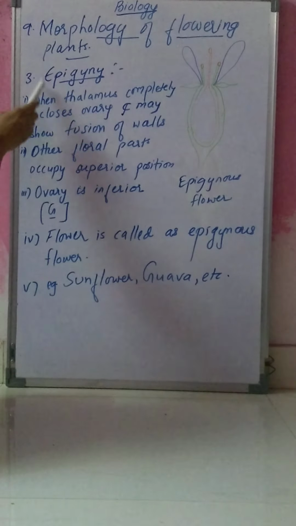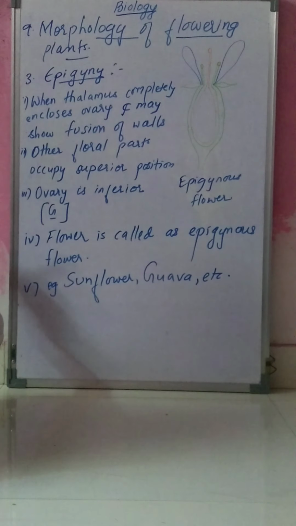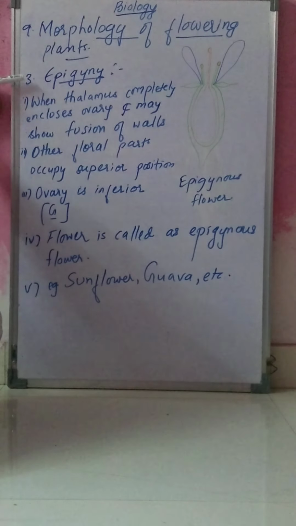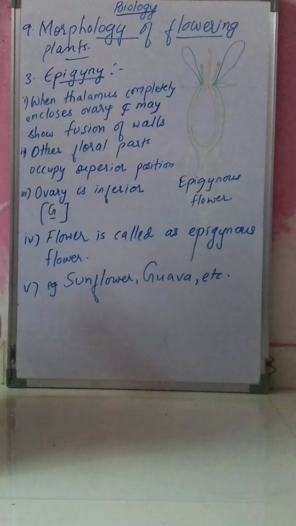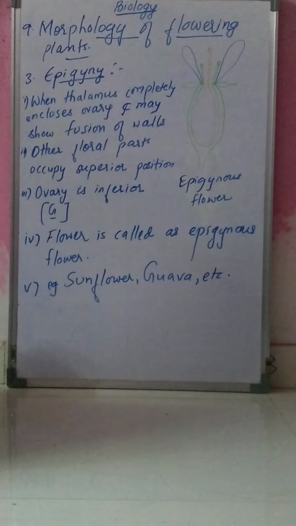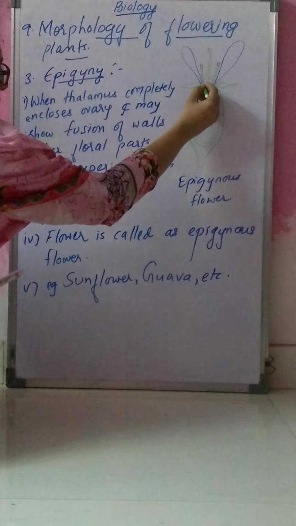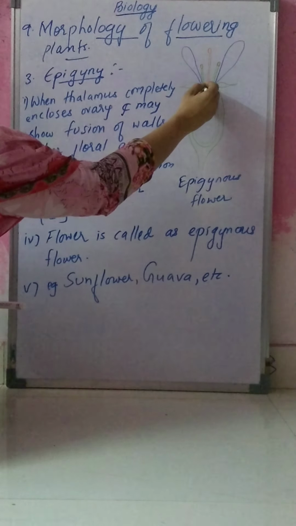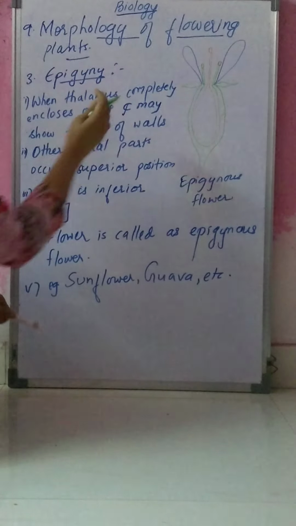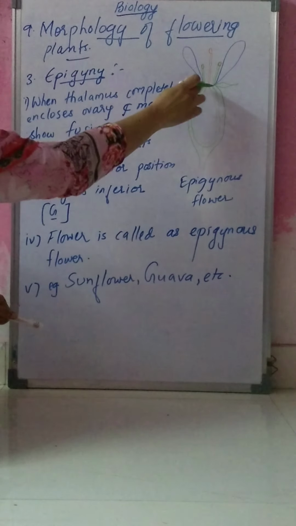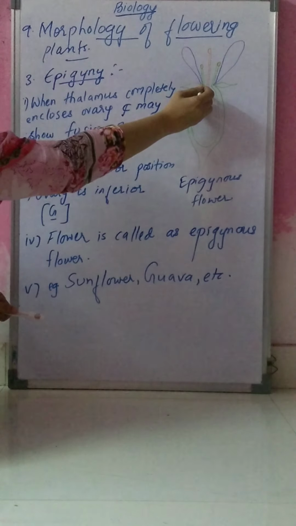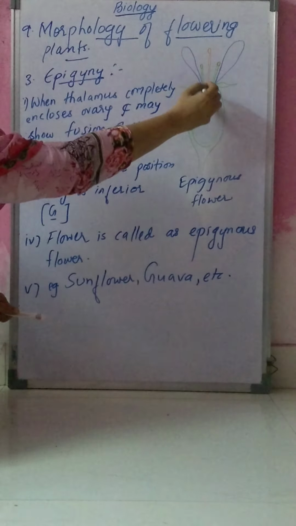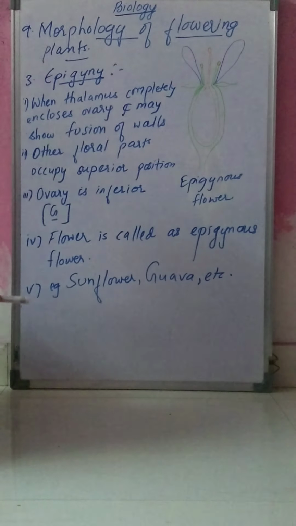Next is epigyny. The third type of insertion of floral whorls is epigyny. What is epigyny? Here you can see the thalamus completely encloses the ovary. The ovary is totally present inside the thalamus, and it looks like the fusion of walls takes place.